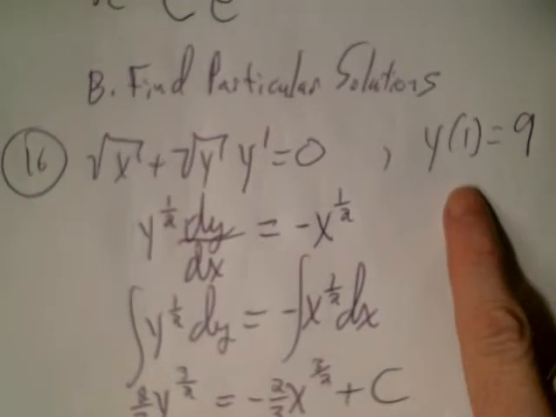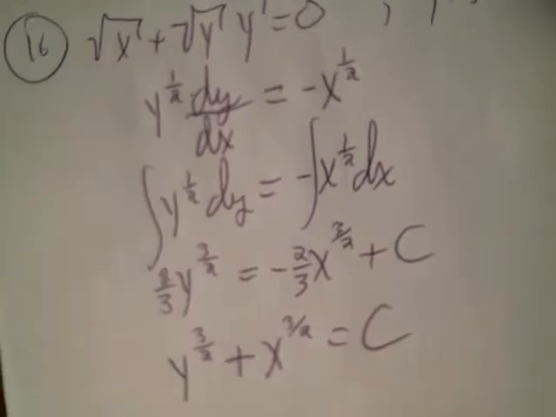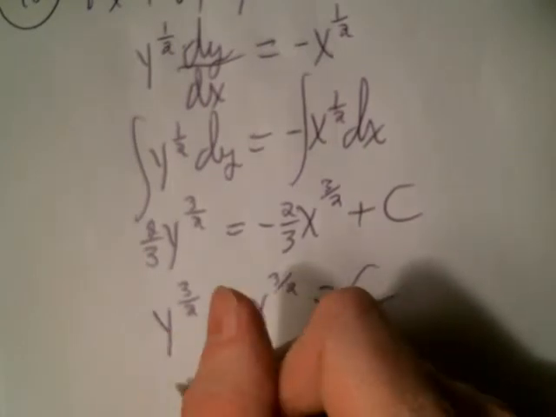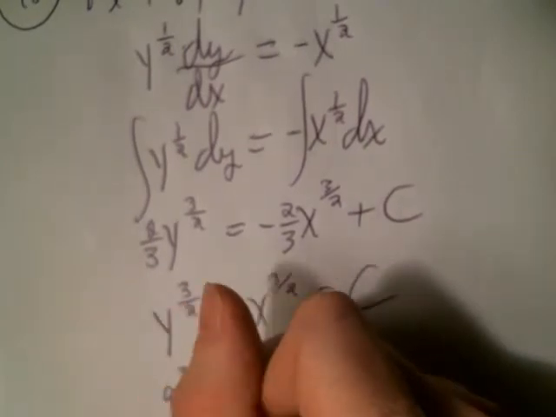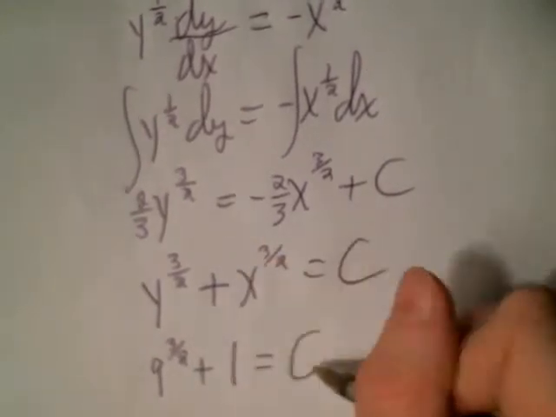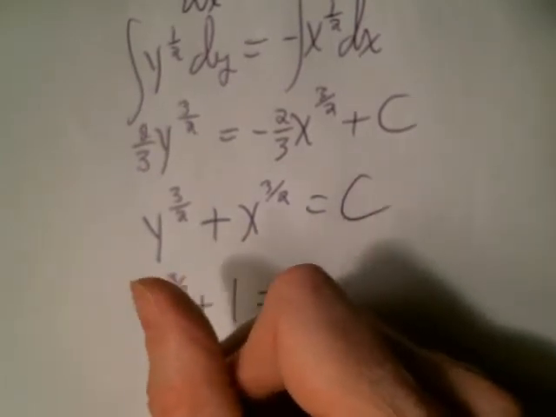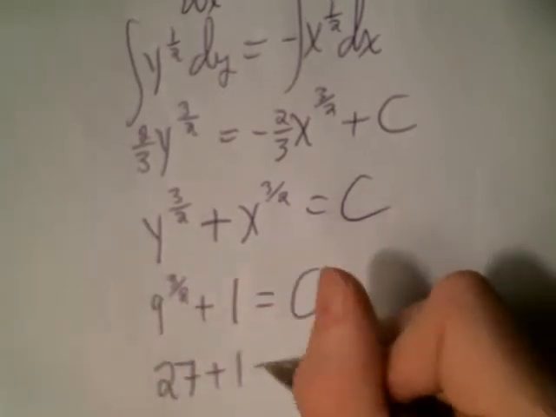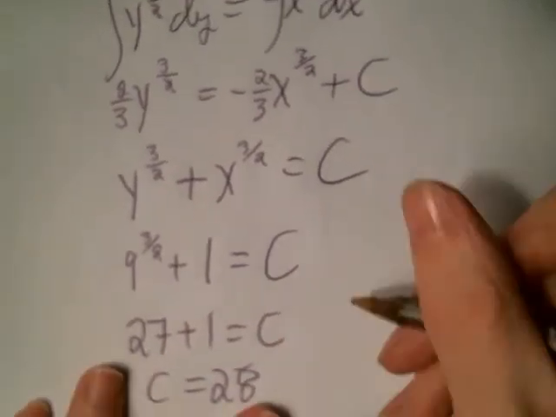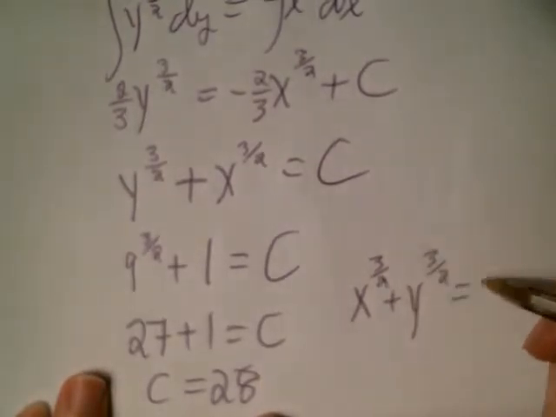Now I want my particular solution, and you have to use the initial value. And that will tell you what c is. So let's try that. y of 1 is 9, so y is 9 to the 3 halves plus 1 to the 3 halves. 1 to any power is 1, so let's just put that. 9 to the 3 halves, that's 9 to the 1 half cubed. 9 to the 1 half is 3. 3 cubed is 27. So C must be 28. So finally, our particular solution is x to the 3 halves plus y to the 3 halves equals 28.